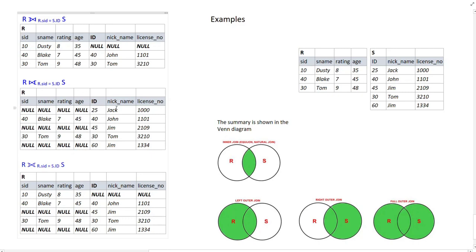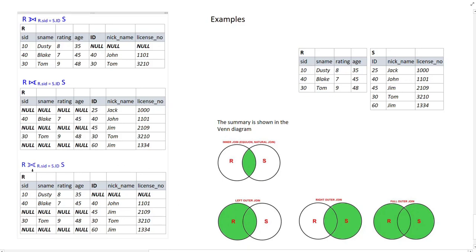So we do need all of these rows that exist in S in this case, because it is the right side one. And we include those that match in our relation. So we have a 40 and 30 that match. Here's a 40 and 30 SID that match in here. But the ones that don't match, don't exist in relation R, we simply put null.